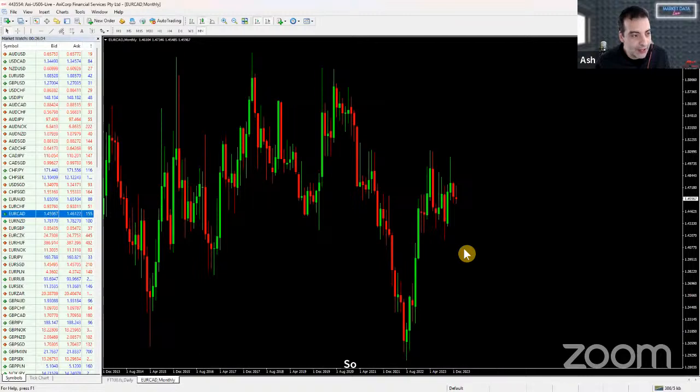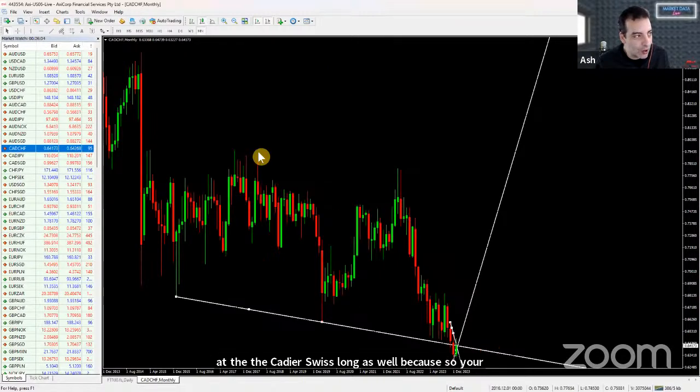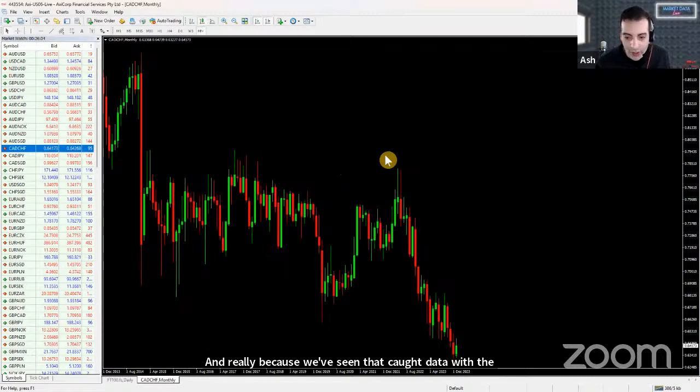So Euro CAD is a short. I'm definitely looking at the CAD Swiss long as well. Sorry, CAD Swiss is a long. And really, because we've seen that COT data with the CAD, you know, they did buy a little bit last week.